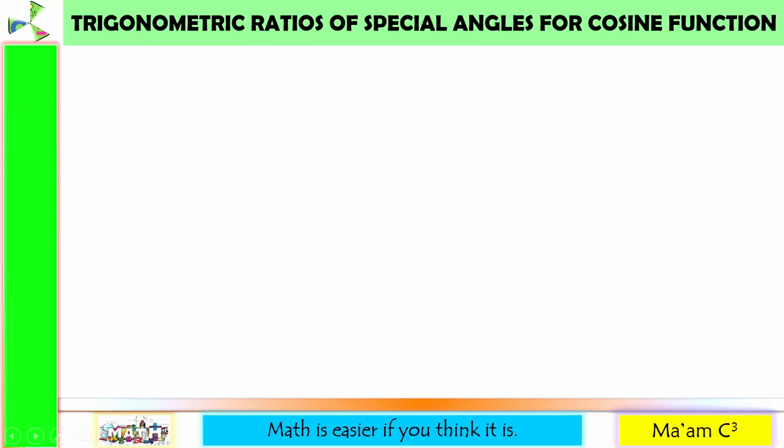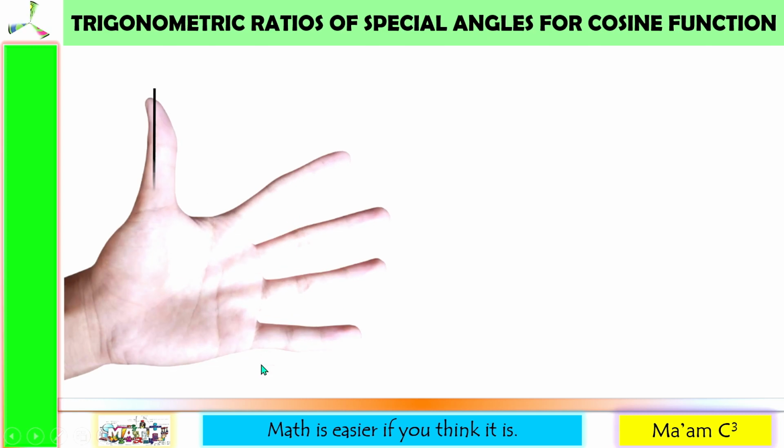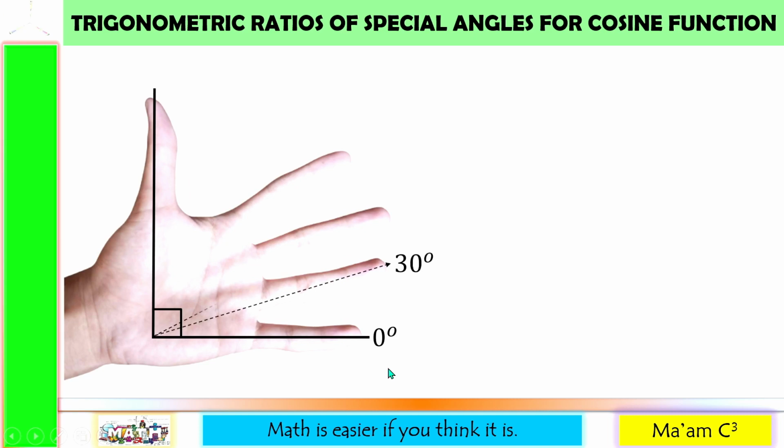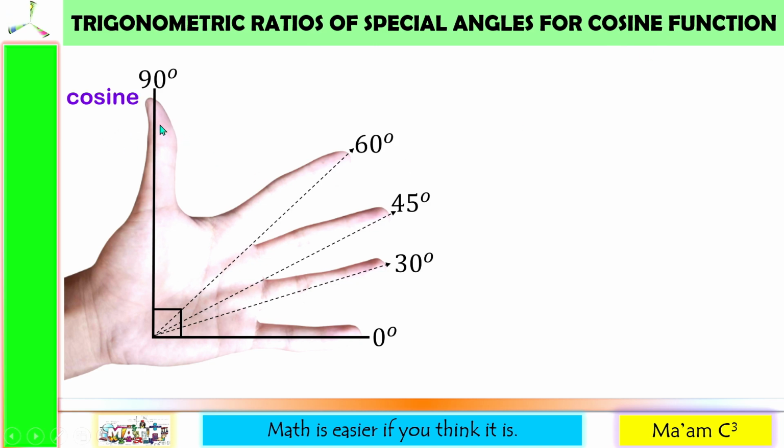This time, let us have trigonometric ratios of special angles for cosine function. We're still going to make use of our magic hand. Still, we have here 90 degrees. This is 0 degrees, 30 degrees, 45 degrees, 60 degrees, and 90 degrees. This time, if we are after trigonometric ratios of cosine function, we're going to start with our thumb. So we're going to label our fingers 0, 1, 2, 3, 4. We're still going to make use of the same formula. Cosine theta is equal to square root of n over 2.